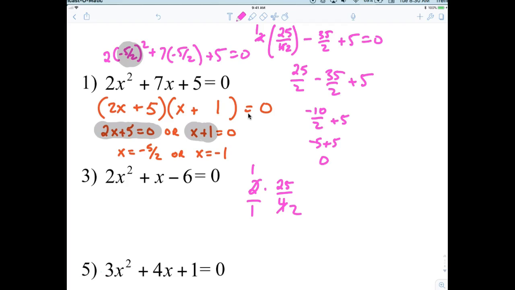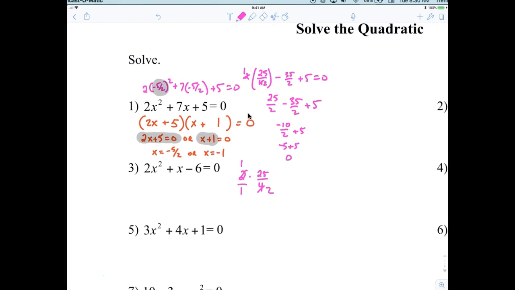Plugging in negative 1 shouldn't be a big deal. Just to make sure: 2 times negative 1 squared plus 7 times negative 1 plus 5. Is that 0? Well, what is negative 1 squared? 1. 1 times 2 is 2, minus 7, plus 5. Guess what? 0. So those are both of the answers, because I just checked.